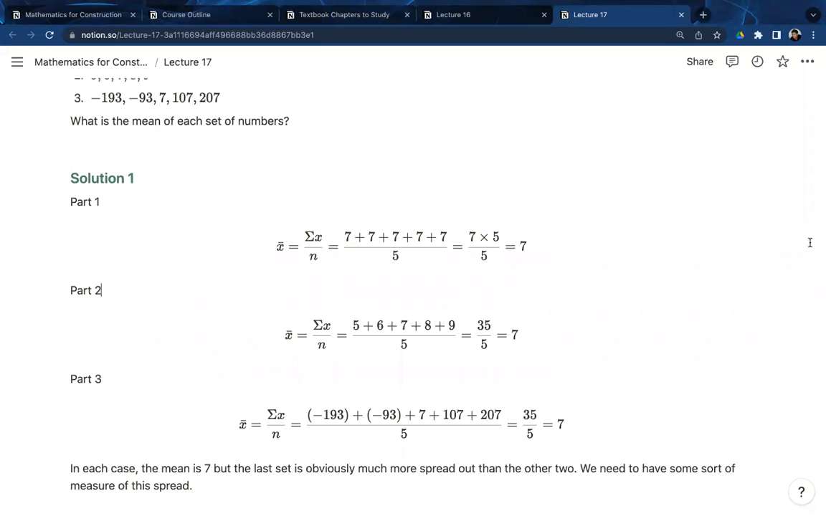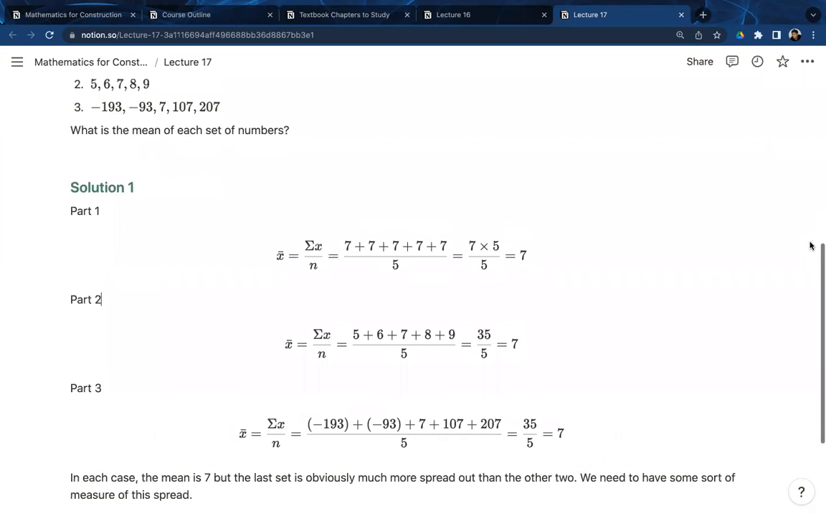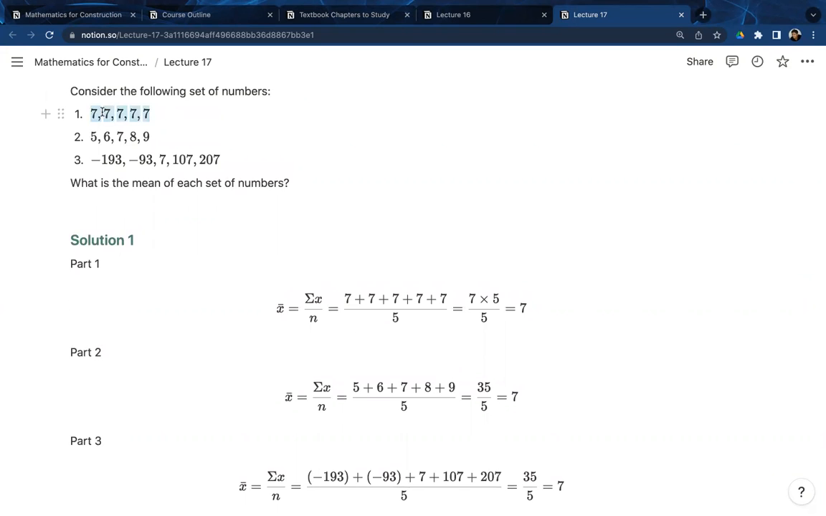So even though the average is the same for each of these sets of data, obviously the spread is different. The first data set has no spread. All the data points are the same, right? The second data set, 5, 6, 7, 8, 9, there is some spread in the data, but it's very little. The deviation is like 1 and 2 and so on, right? From the average. So the average is 7, but the deviation from the average is very little.